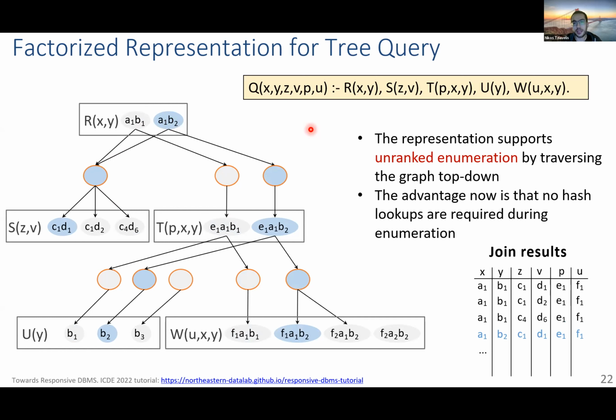And so unranked enumeration without ranking works in this representation directly, and the advantage is that we don't need to do any lookups in our hash tables as we are doing the enumeration. We can simply follow the edges of the graph.